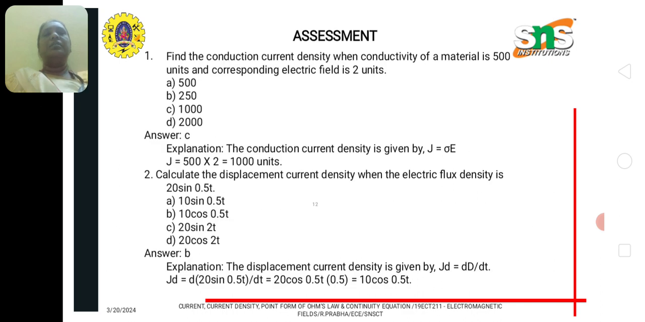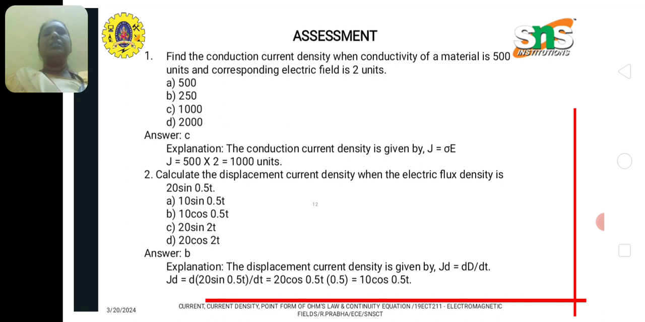Assessment. The conductivity of a material is 500 units and the corresponding electric field is 2 units. They asked to find the conduction current density. We know the formula J is equal to sigma E, the conduction current density. So sigma and E are multiplied, and the answer is 1000 units.